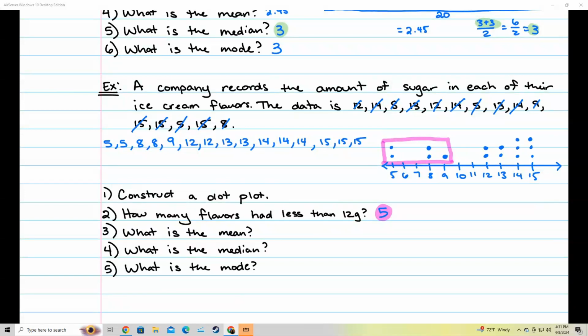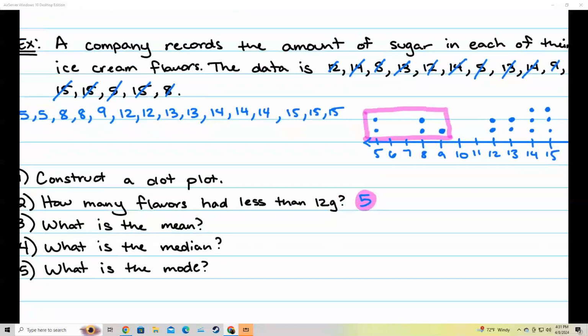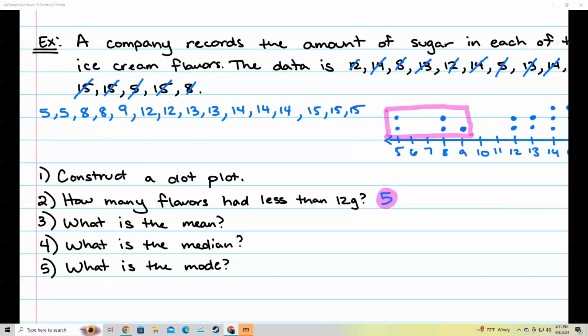All right, now that I have that, let's go ahead and find the mean. Remember, to find the mean, that's the mean one. That's the one that's going to make you do all the work. I'm going to have to add up all of these numbers and then divide by the number of numbers. So I'm going to write it out. This is 5 plus 5 plus 8 plus 8 plus 9 plus 12 plus 12 plus 13 plus 13.